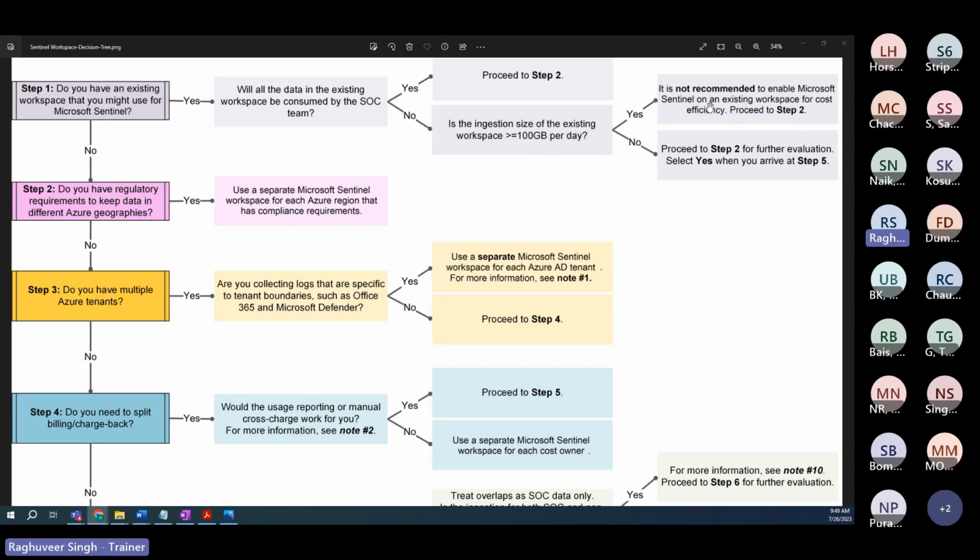You should create a new workspace for Sentinel so that you can bifurcate the cost. You can isolate the cost of Sentinel from the rest of the initiatives: infrastructure, network monitoring, application monitoring initiatives. And also you can take advantage of the Sentinel plans. Sentinel has cost saving plans available for log analytics workspace or the Sentinel workspace.